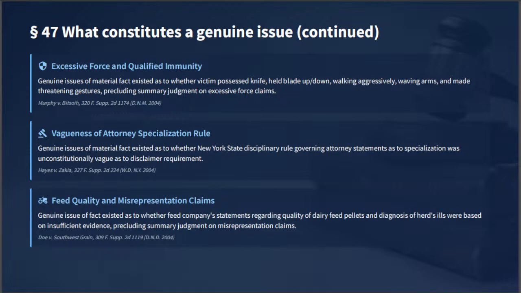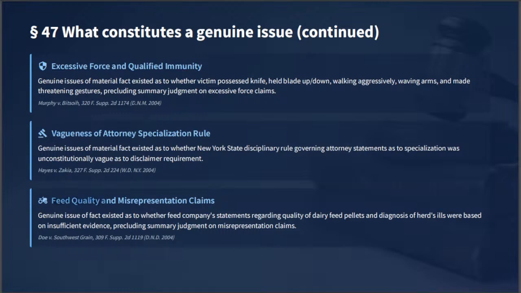2004. Vagueness of attorney specialization rule. Genuine issues of material fact existed as to whether New York State disciplinary rule governing attorney statements as to specialization was unconstitutionally vague as to disclaimer requirement. Okay, yeah, genuine issue is whether they're vague. That's for the jury, and that's Hayes versus Zakia, New York 2004.